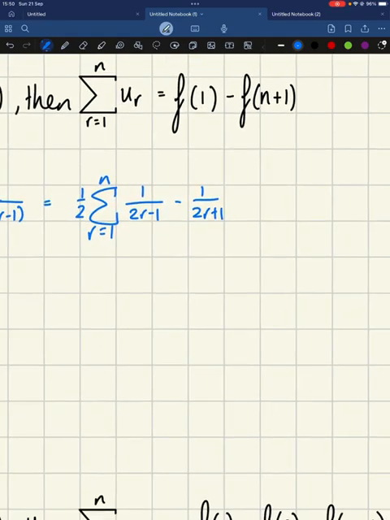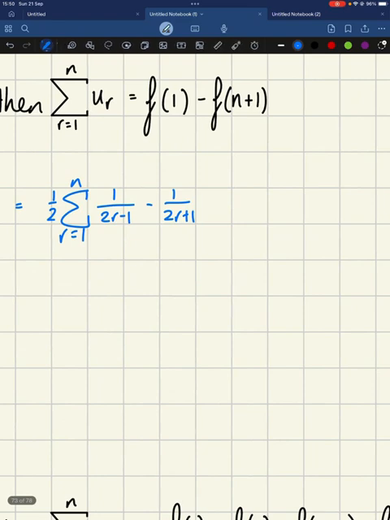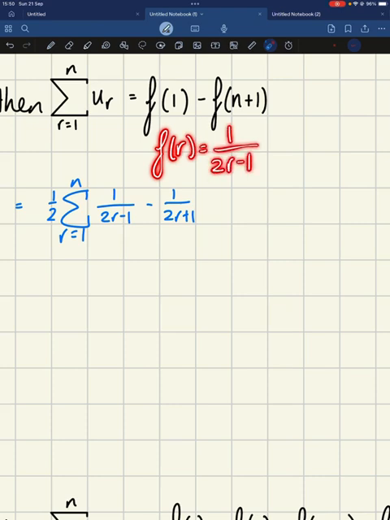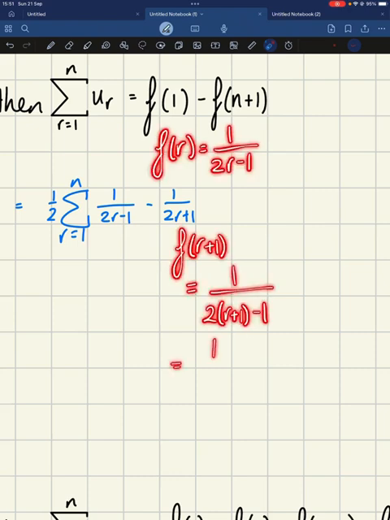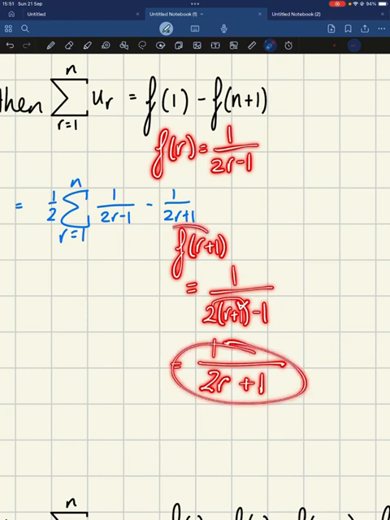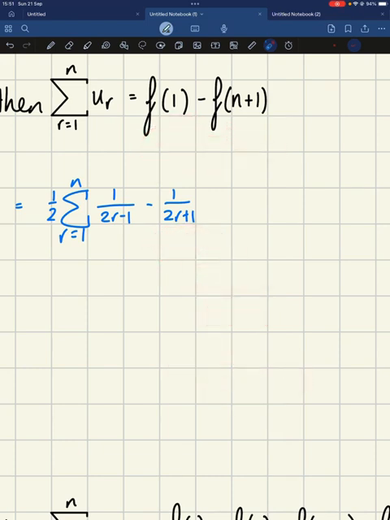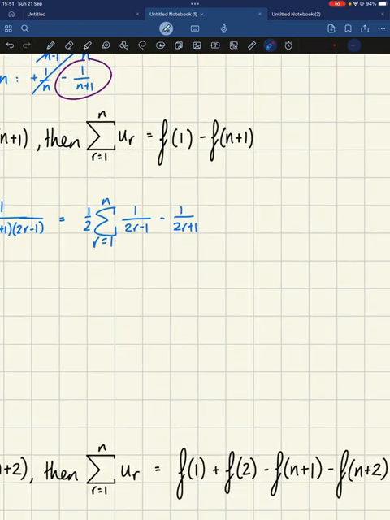Now, what do we notice about this? If we were to let f of r equal 1 over 2r minus 1, f of r plus 1 is going to be 1 over 2r plus 1 minus 1, which is 1 over 2r plus 2 minus 1, which is plus 1, so 1 over 2r plus 1. So if 1 over 2r plus 1 is f of r plus 1, and we've got f of r, well, that fits this. So we can just say instantly, well, it's in this form, so this sum over here is just going to be f of 1 minus f of n plus 1.